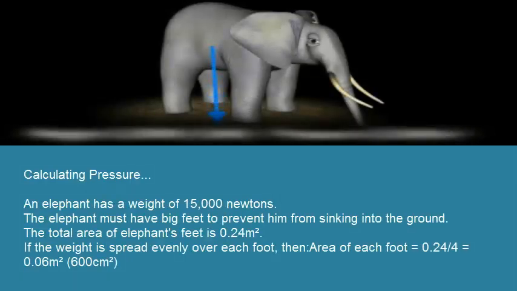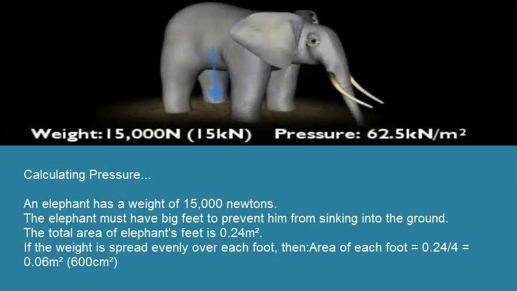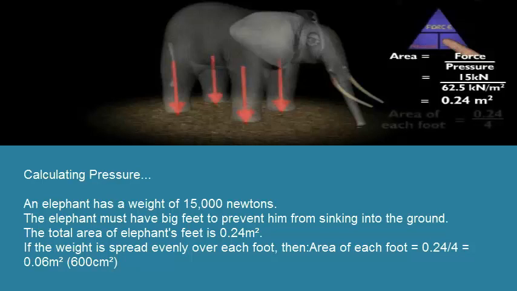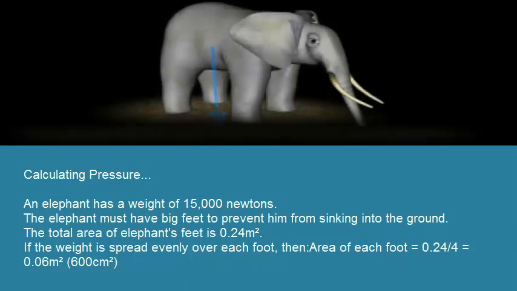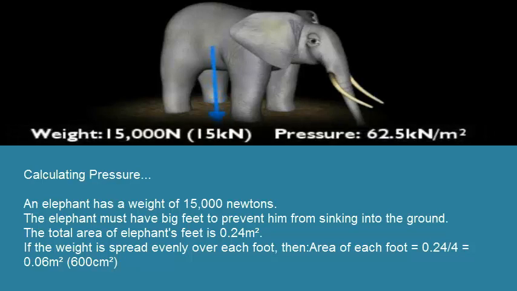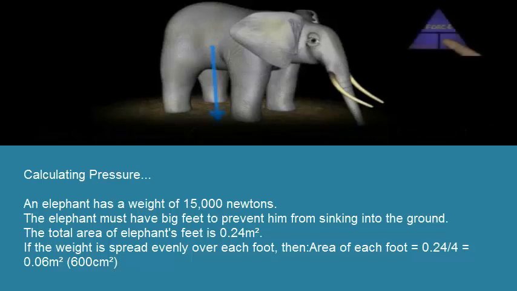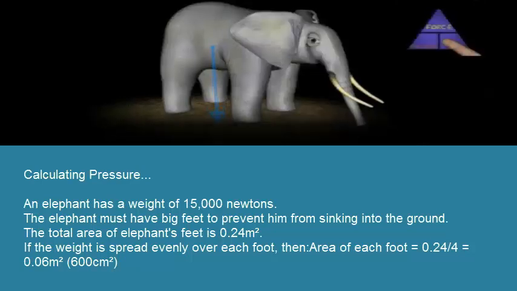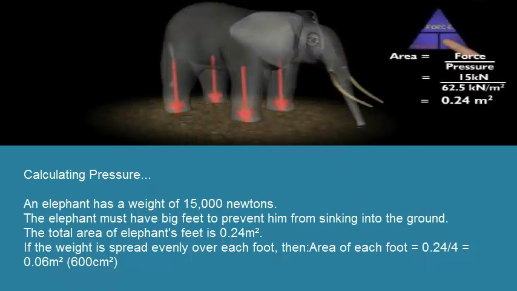Calculating pressure. An elephant has a weight of 15,000 newtons. The elephant must have big feet to prevent him from sinking into the ground. The total area of the elephant's feet is 0.24 meters squared. If the weight is spread evenly over each foot, then the area of each foot equals 0.24 divided by 4, which equals 0.06 meters squared, 600 centimeters squared.